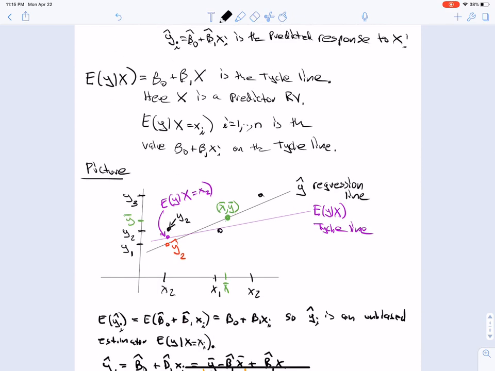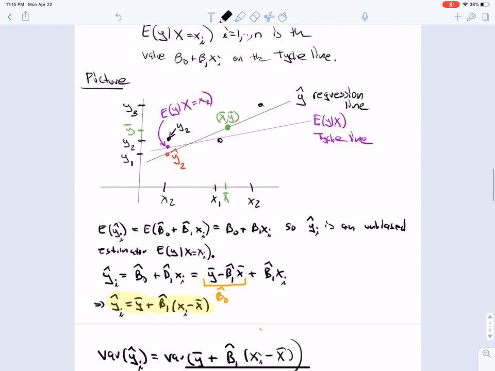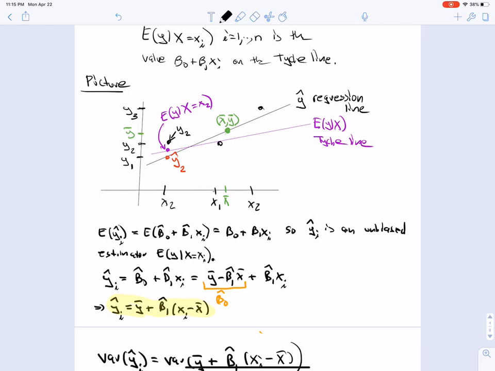So that is a value on the Tyche line. Okay, so I've made a picture here with three data points, x1, x2, and x3, and I've drawn the regression line and the Tyche line, and in particular for x2, I've written out the y2 hat on the regression line. The expectation of y given x is x2 on the Tyche line, and y2, which is in black here. So the expectation of yi hat is beta 0 plus beta 1 xi. So yi hat is an unbiased estimator of the expectation of y given x is xi. And furthermore, you can write yi hat as y bar plus beta 1 hat times xi minus x bar.